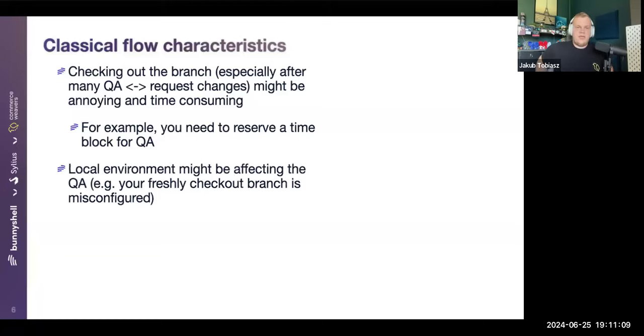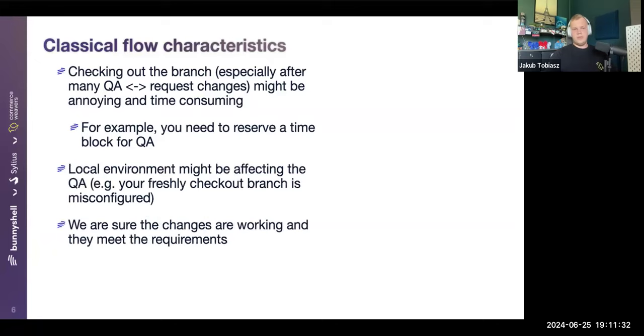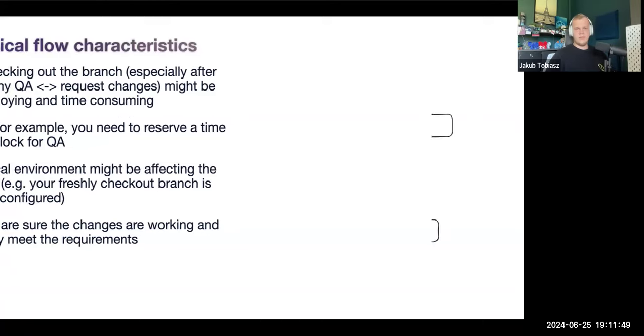Local environment might be affecting the QA. Let's say we are bumping the composer packages. We need to check out the branch, update the composer. Sometimes it requires setting up a fresh instance of the database because the PR is adding new tables or columns. We are sure the changes are working and they meet the requirements, because once everything is QA'd before the merging, we know that once merged, it won't break things with higher probability.